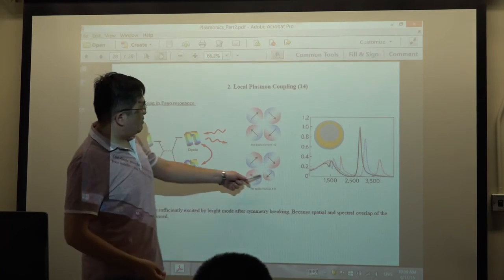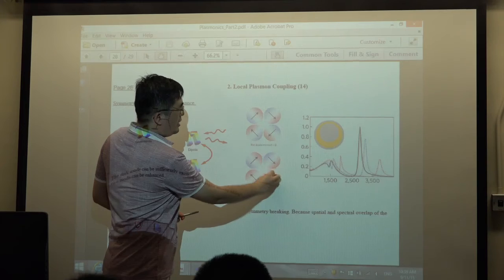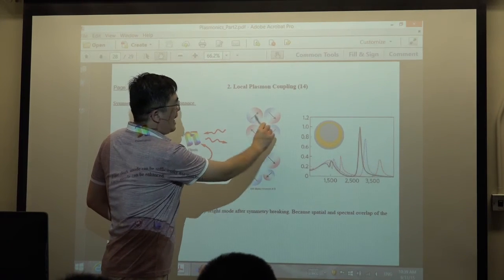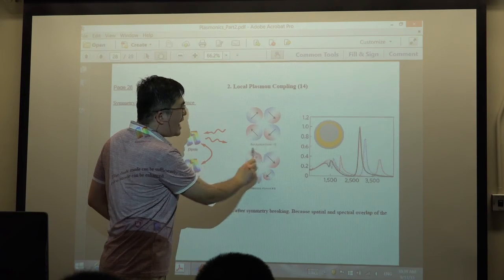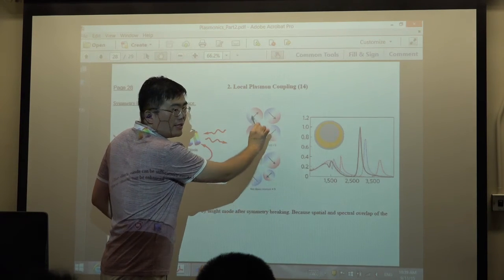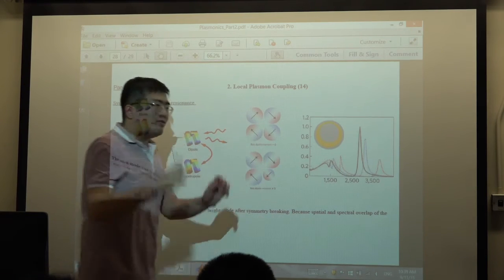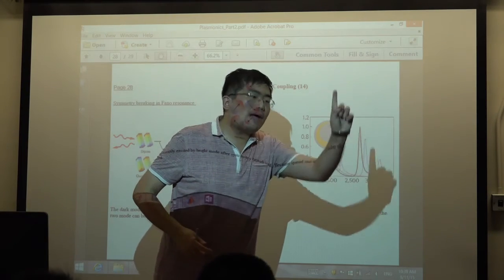Another thing you can see is when people pull this smaller. Initially, they have a dipole mode, right? When they pull it, they have a high order mode. You can see the net dipole is zero. The net is circular, right? The net dipole is zero. When the net dipole is zero, it's very difficult to couple to a dipole.